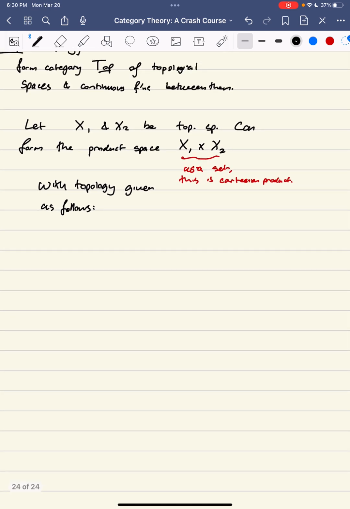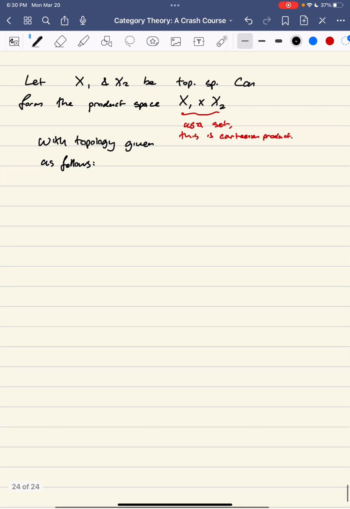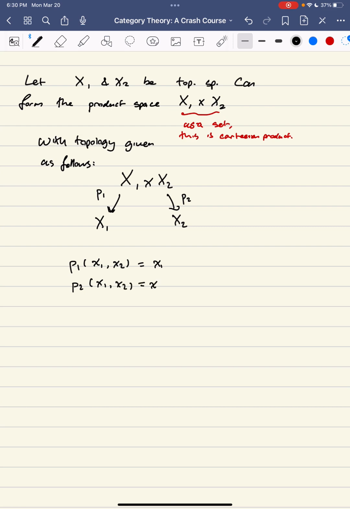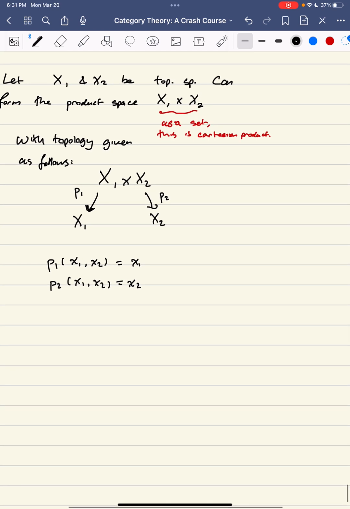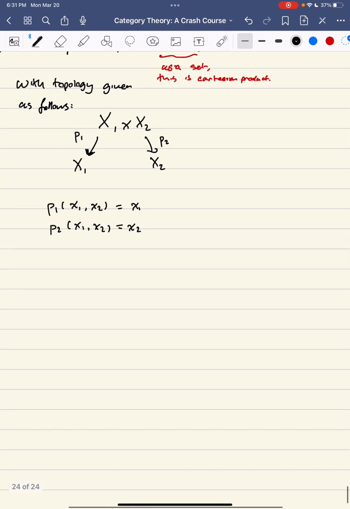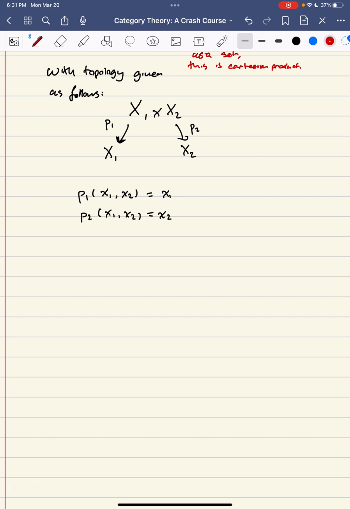So with this product space, there are two canonical maps. I can define two functions as sets onto each of the factors here. I'll call this one P1 and this one P2. P1 takes an element (x1, x2) and just returns x1. Likewise, P2 returns the second factor. So these are both perfectly valid functions. We're going to use these to define a topology.